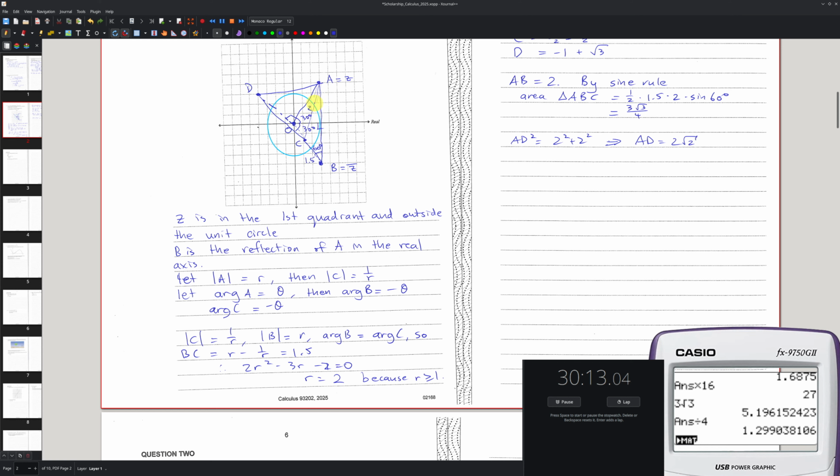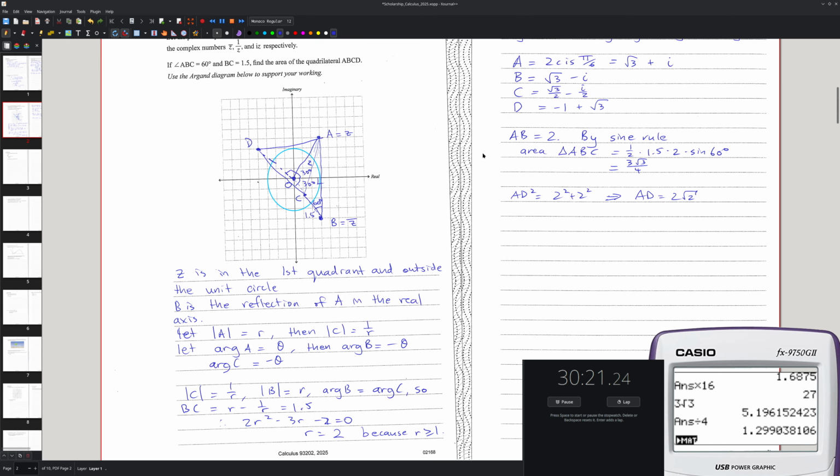I mean, you could just fully bash this. CD squared is equal to 1 plus root 3 on 2 squared plus a half plus root 3 squared.